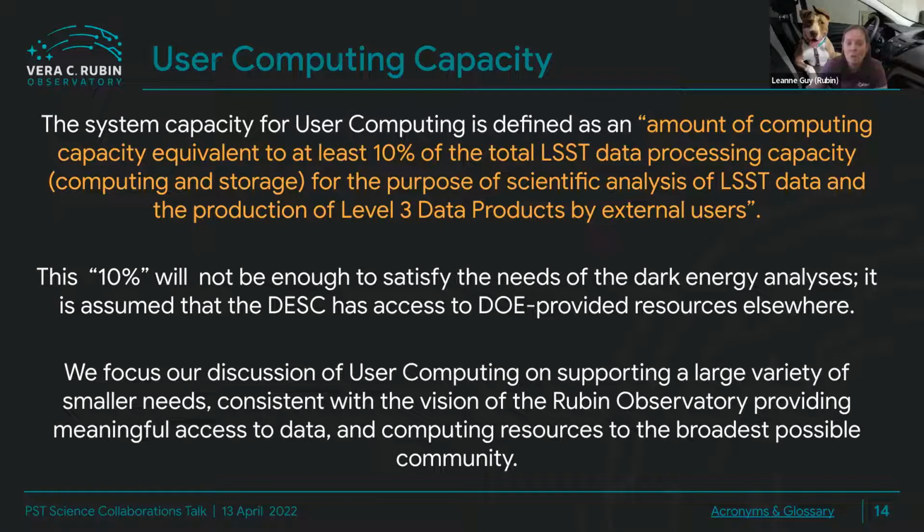Even the whole 10% would not be enough to satisfy the needs of the Dark Energy Science Collaboration in their analyses. And we assume for this 10% that DESC has access to DOE provided resources elsewhere. Given that they have NERSC and they have storage and compute at NERSC, the focus we'll take with DESC is to make sure they have the data products and the images and they can use their own services. So for this 10%, we're thinking more about focusing on the smaller needs of the other science collaborations and the rest of the community to provide access to data and computing resources.